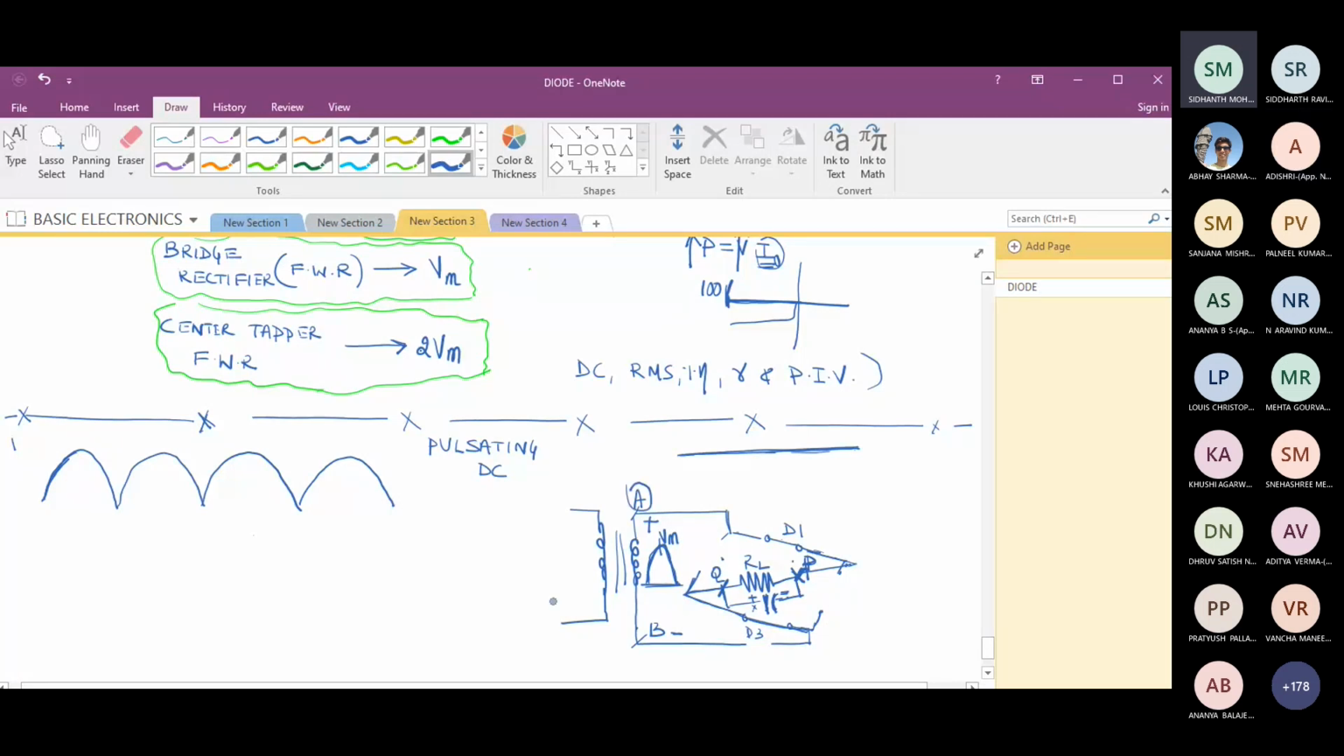The left side plate of the capacitor, that is Q, is it connected to B because D3 is conducting? Yes. So now please concentrate here. As the input voltage rises to Vm, will the capacitor get charged to Vm?